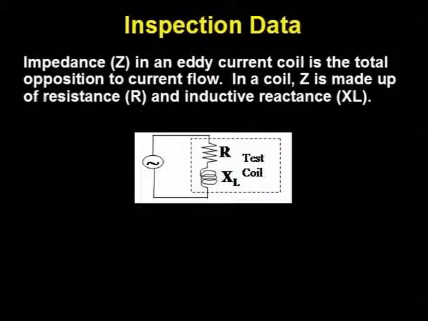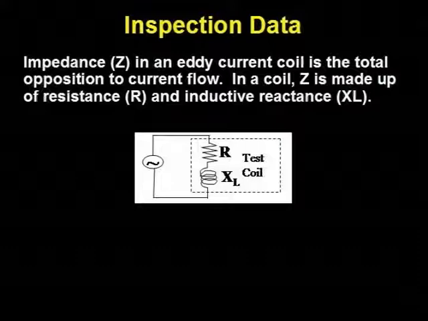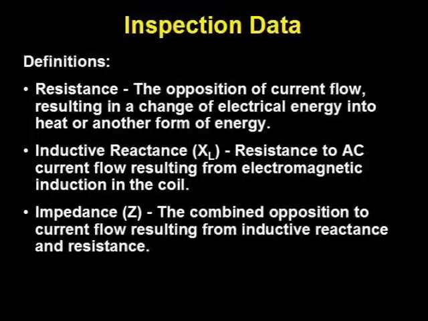This slide illustrates the effective impedance of a coil. Whatever the opposition to current flow, it can be expressed as a series combination of the resistance and inductance. Let's define these terms. Resistance is the opposition of current flow, resulting in a change of electrical energy into heat or another form of energy.